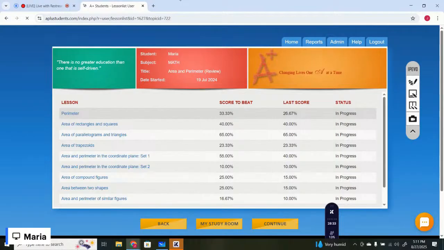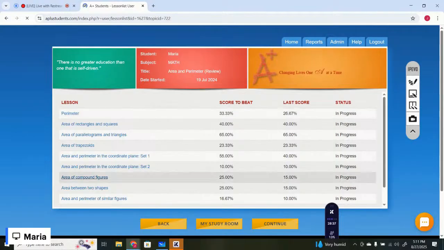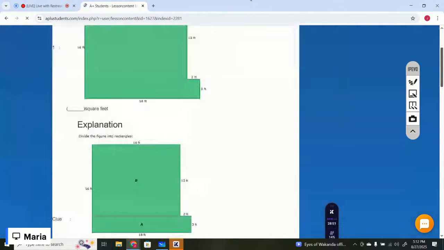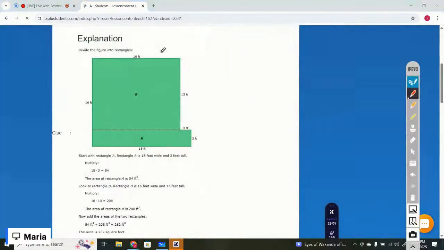The next lesson is area of compound figures. So how do we calculate the area of compound figures? We need to divide the figure into simpler figures, and then we can calculate the area. Let's just divide this figure into simpler figures. You can see here we have divided this figure into two parts.